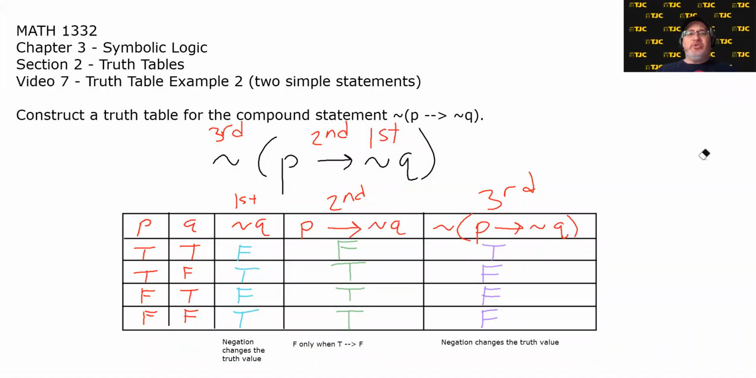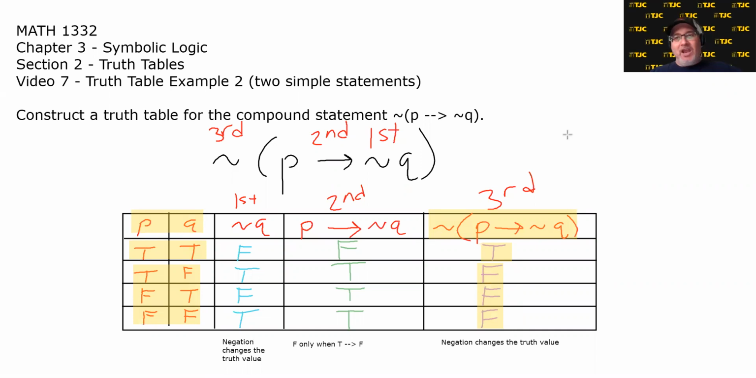And at this point, the truth table is complete. I now know the truth values for this compound statement based on the truth values of its simple statements. When both P and Q are true, the compound statement is true. In all other cases, the compound statement is false.